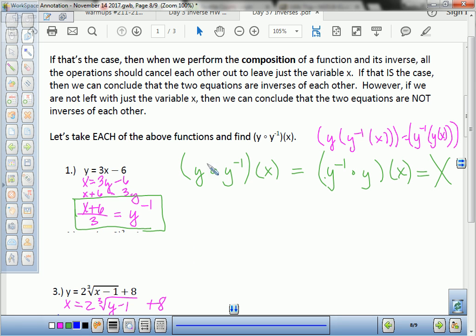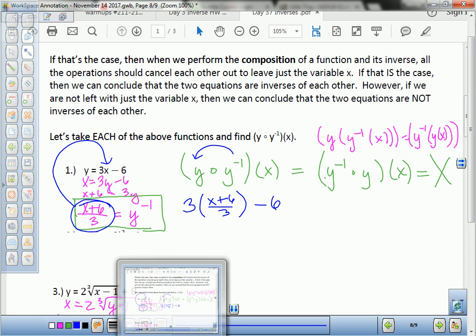Okay, so let's remind ourselves how to do composition. So in this case, y inverse gets plugged into y. Okay, it's not bad, is it? I like it. So 3 times x plus 6 over 3, minus 6. So all I did was plug this in where x was.